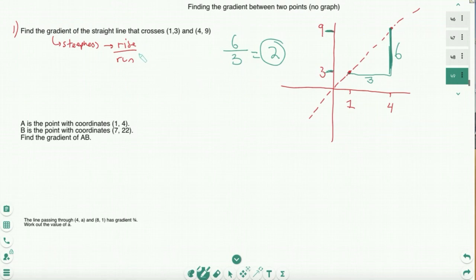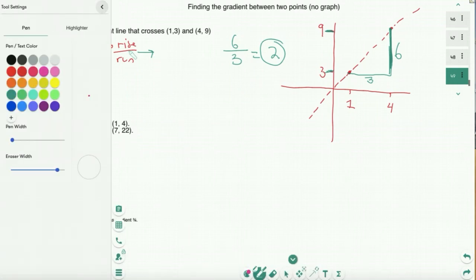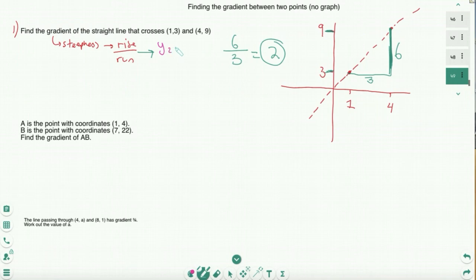Another way is we use a formula. The formula goes like this. To find the gradient, it's y2 minus y1. It's basically the y coordinate of the second coordinate minus the y coordinate of the first coordinate, divided by the second x coordinate minus the first x coordinate.